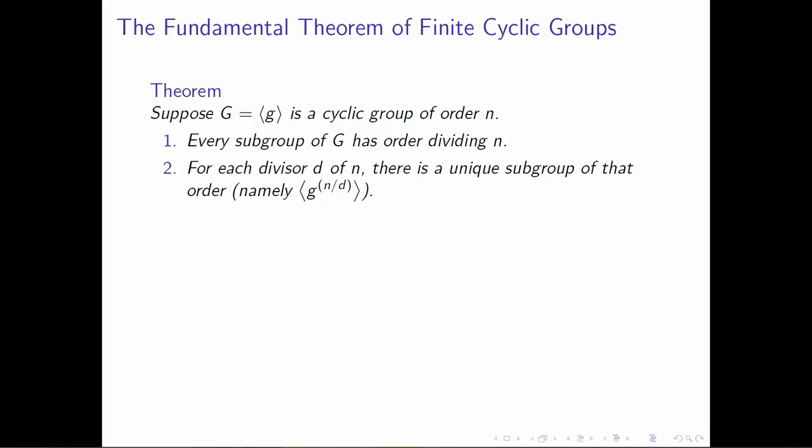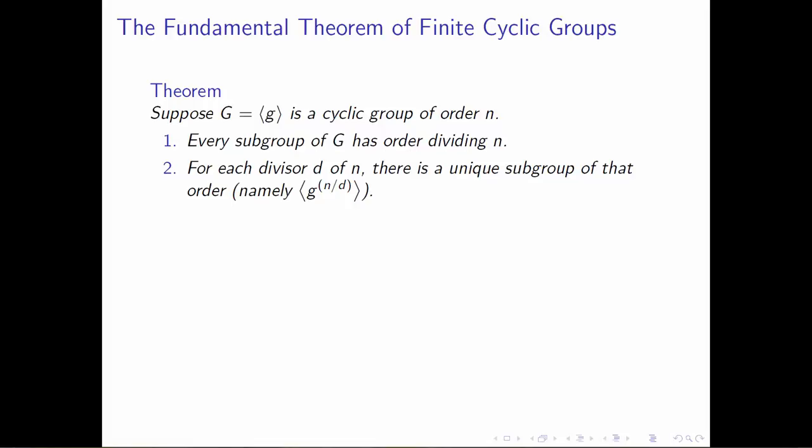The first part of the statement of the fundamental theorem of finite cyclic groups is that every subgroup of the group G has order dividing n. But you can say more: if you start with a divisor d of the integer n, then there is a unique subgroup of that order, and you can put a finger on precisely what subgroup it is. It's the group generated by g raised to the n over d power.